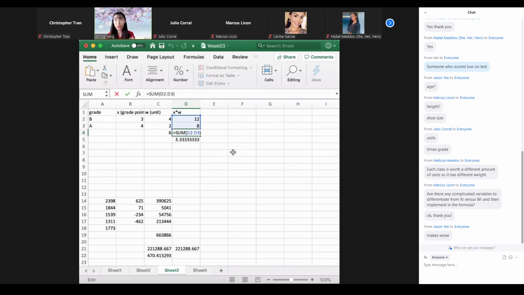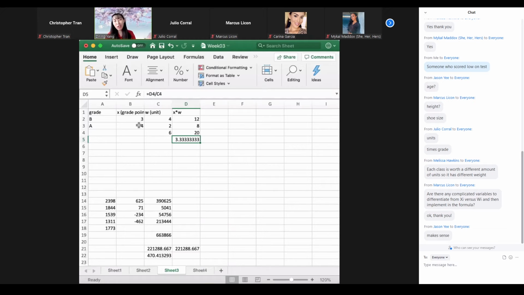So that's your numerator. And then the tricky part is denominator, right? Denominator is not how many classes you are taking. Denominator is how many units they add up to. So you take the sum of the units. And once you are done with the two sums, then we will do the final step, the division. The sum of x times w divided by the sum of w. And now you see your GPA is actually 3.33.